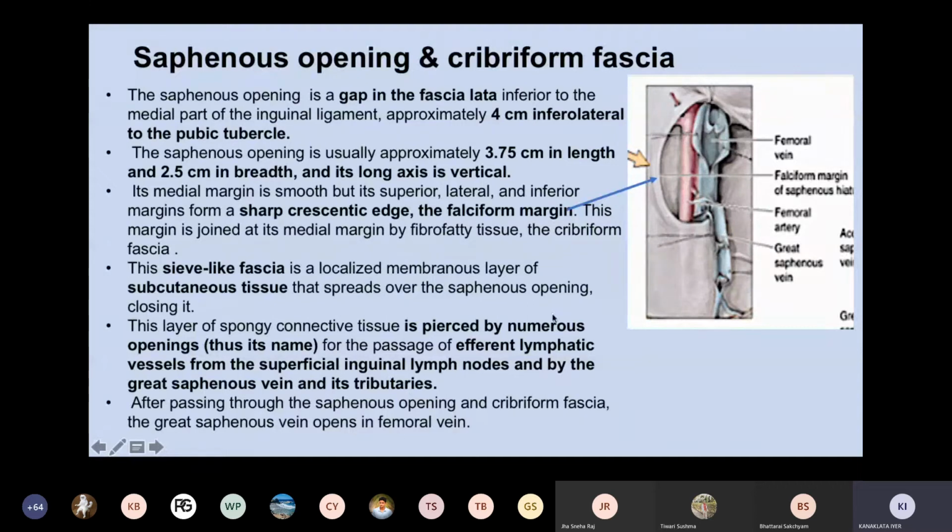Those lymphatics are also piercing, and last thing that it pierces is the saphenous vein. So these structures you have to know. Cribriform fascia becomes cribriform because it is pierced by lymphatics of the superficial inguinal node, then cutaneous branches of femoral artery, and the great saphenous vein. So you will get a note on this saphenous opening and cribriform fascia. You must write at least this much, that is the opening, right?